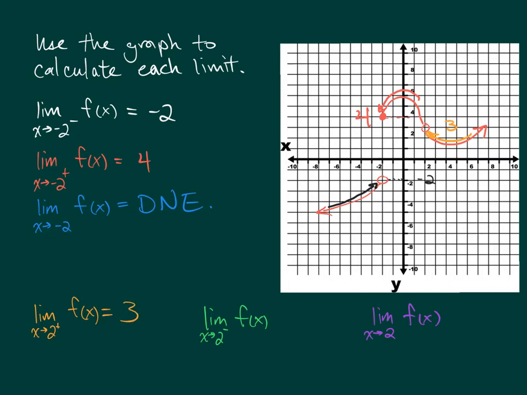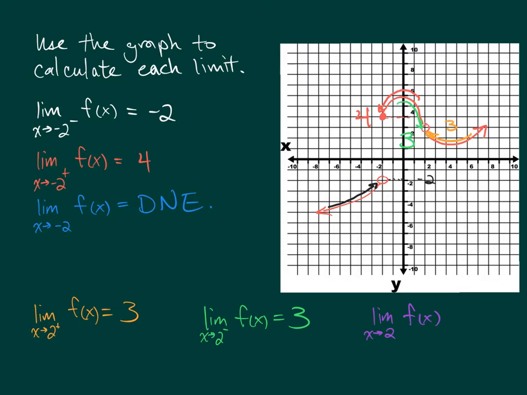The next limit is the limit as x approaches 2 from the left of f of x. That looks like this on the graph. The limit as x approaches 2 from the left, it looks like that function is also approaching a y value of 3.